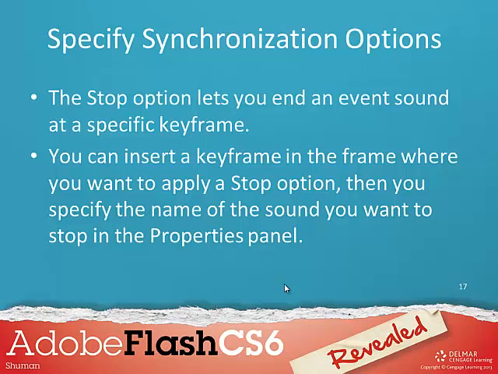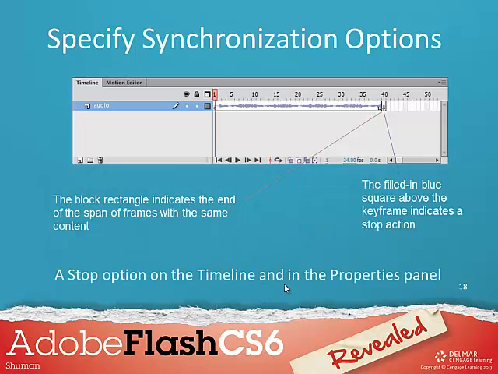The stop option lets you end an event sound at a specific keyframe. You can insert a keyframe in the frame where you want to apply a stop option. Then you specify the name of the sound you want to stop in the properties panel. And here it shows during your audio file, the block rectangle indicates the end of the span of frames with the same content. And then the filled in blue square above the keyframe indicates a stop action has been added.